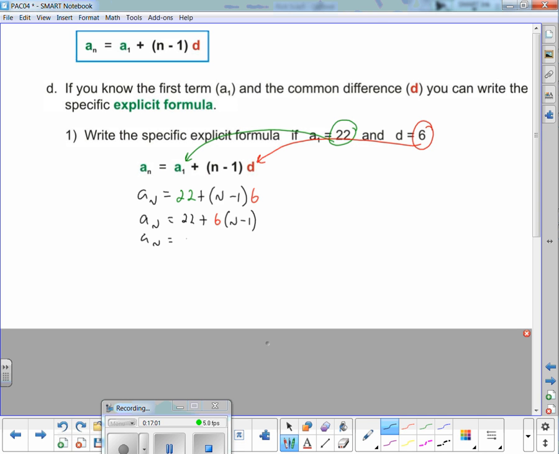Okay, so next line, 22. Somebody distribute that 6 for me. Tell me what we get when you distribute. Amber, go ahead. Okay, a plus 6n.